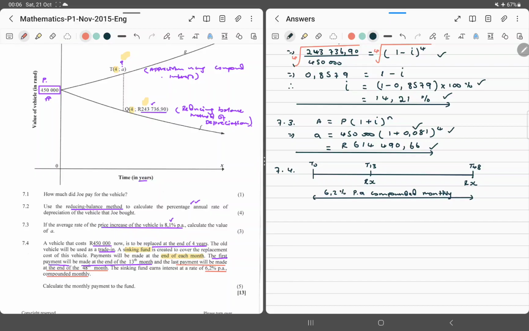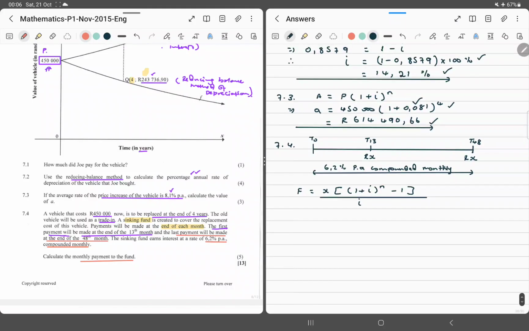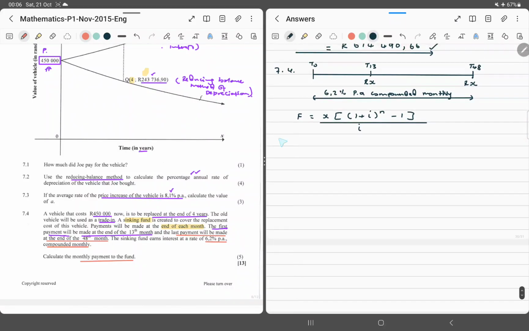Monthly. Okay. So our timeline is just sorted. But now, what do we know of it? We know that the future value here, because we're looking for the monthly payment, is going to be equal to X times (1 plus i) to the exponent n minus 1, all over essentially i. Okay, great.